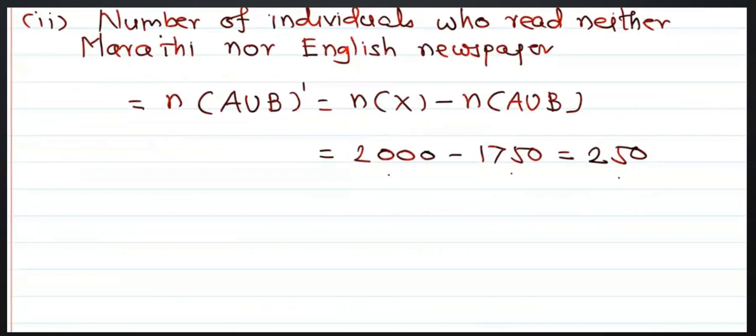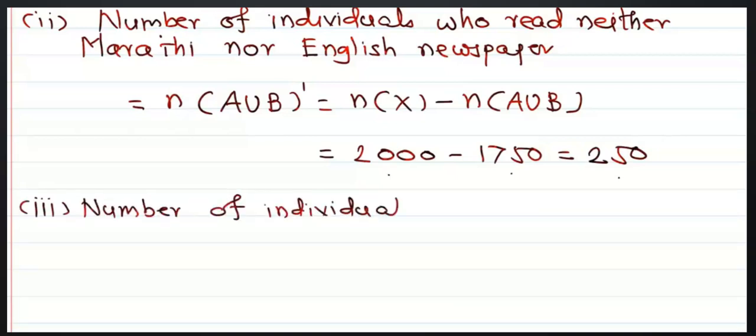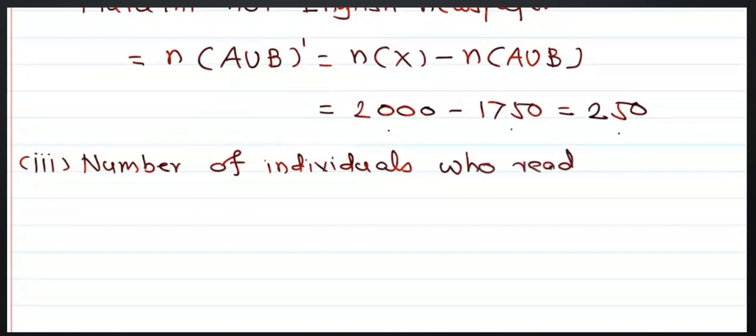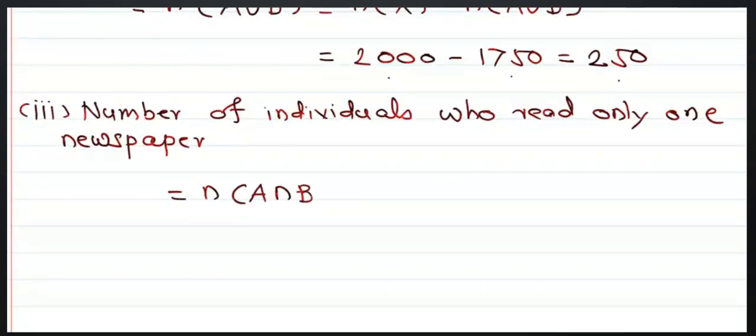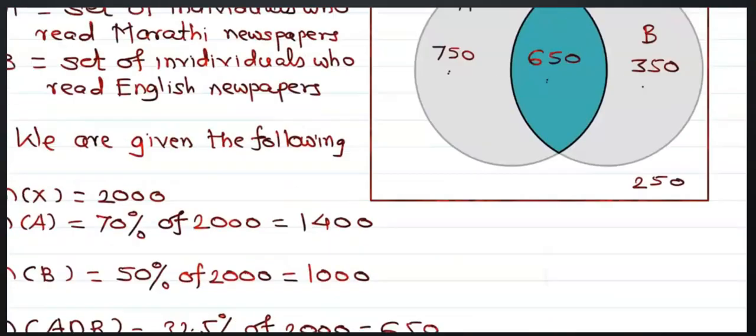Next is the number of individuals who read only one newspaper, that is n of (A intersection B complement) plus n of (A complement intersection B).